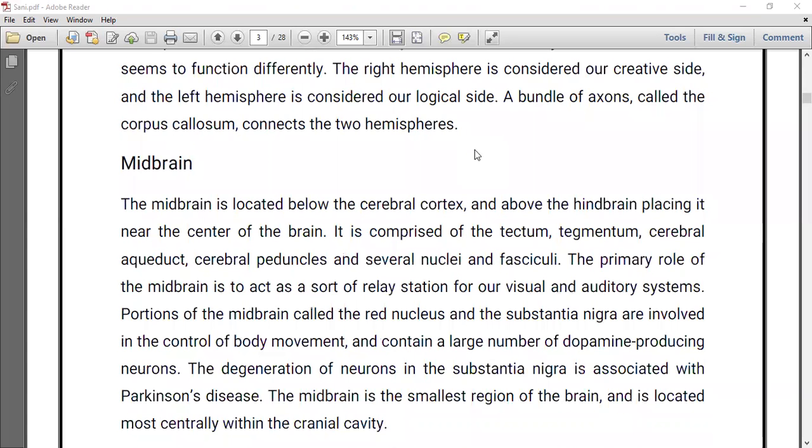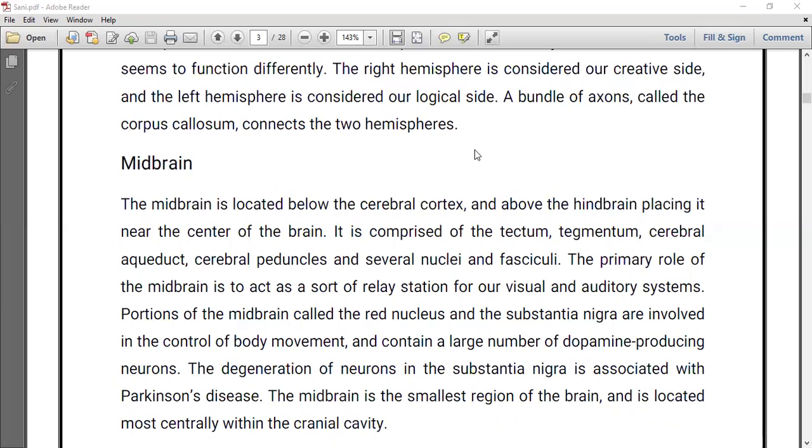The midbrain is the second part of our brain, of which we discussed above. One is called the forebrain, second one is the midbrain, and third one is the hindbrain. And we are discussing the midbrain. What is the midbrain and what are its functions?